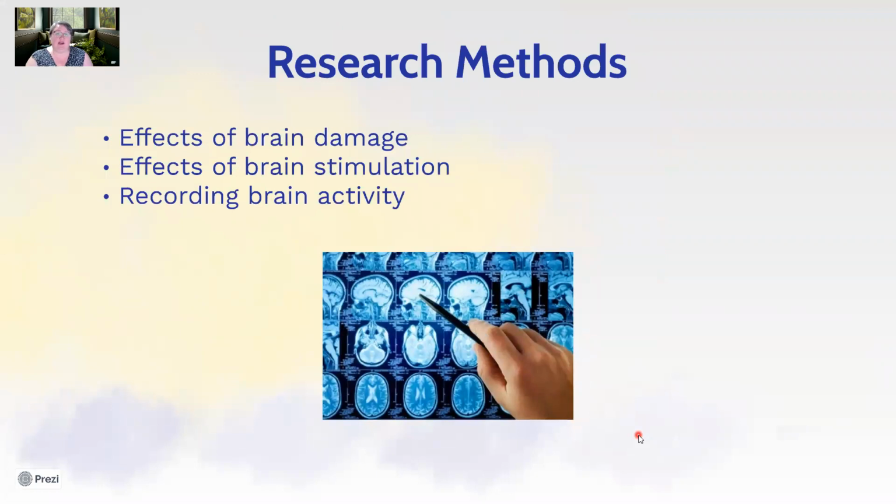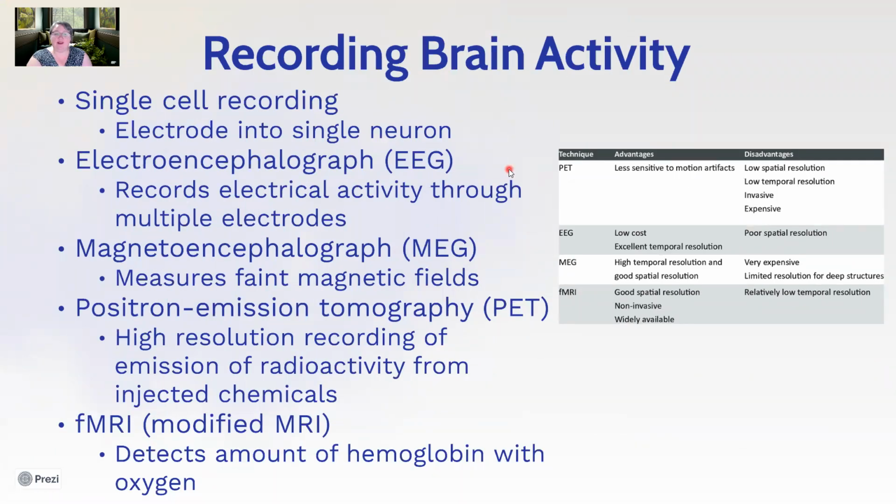So the last thing we're going to cover is the recording of brain activity. The recording of brain activity is a pretty big topic because there's a lot of different ways that are complex and there's a lot of information that goes along with these different ways that researchers record brain activity. So the simplest way is single cell recording. And that's when researchers use a single electrode to measure the activity of a single neuron.